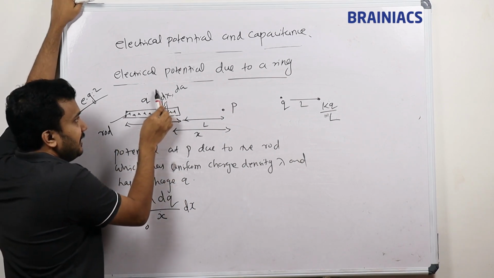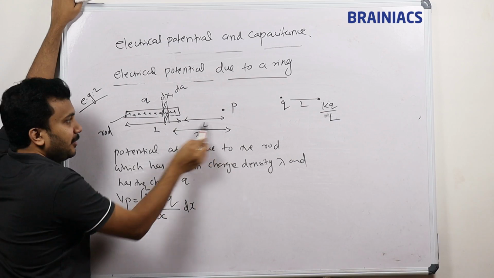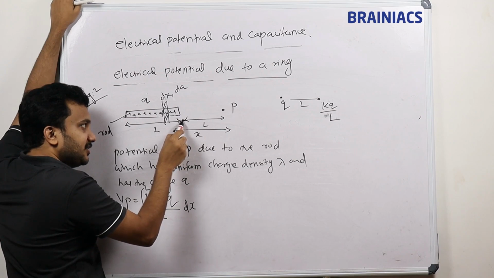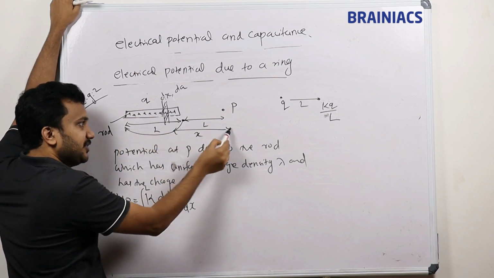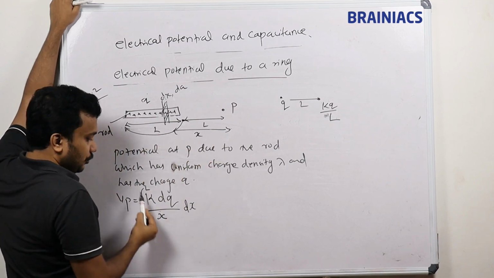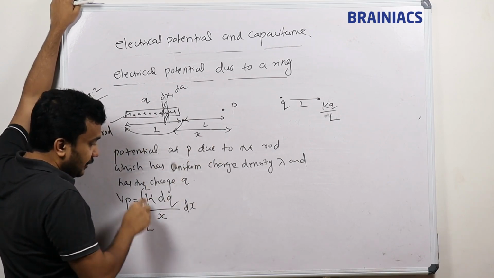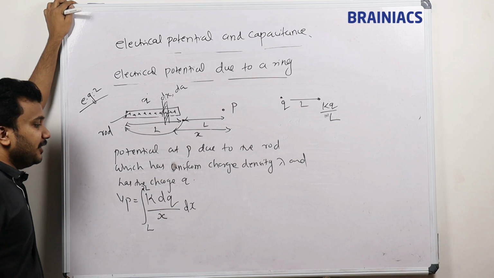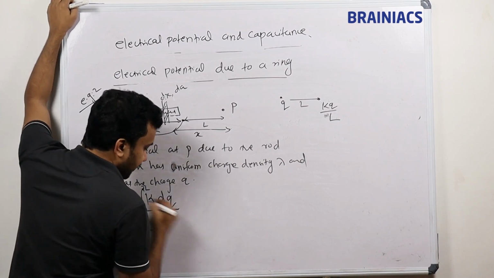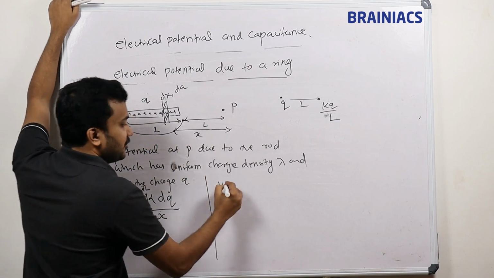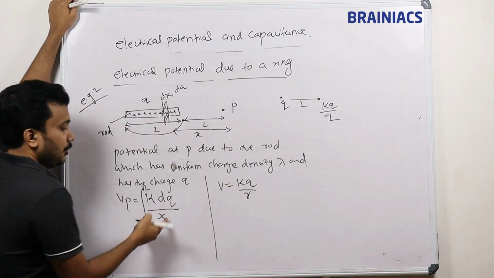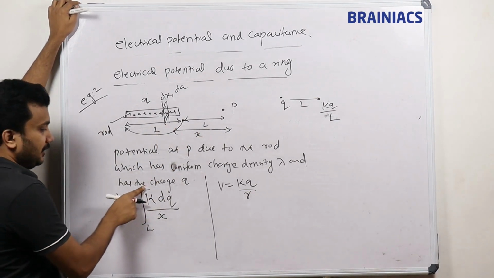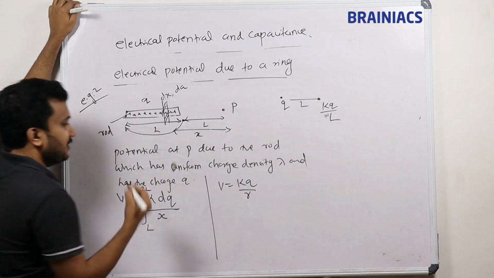Because this x is also varying. X is varying from where? This is the starting point, and I have to go till this point. Starting point is L meter away. Final point is L plus L, that is 2L. So I have to move from a distance of L to 2L away. What is the formula of electrical potential? General formula kq divided by r, k into q by distance. So k into dq by x. X will be changing from L to 2L. The distance is varying.